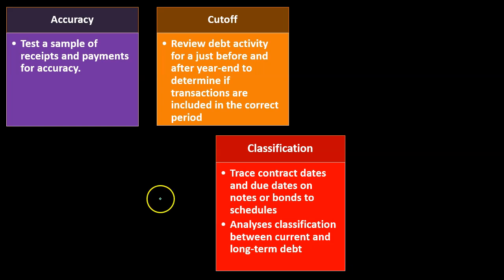We're going to trace contract dates and due dates on notes or bonds to these schedules, and analysis of classification between current and long-term debt. So typically we're going to get the subsidiary ledgers. We may need to get the notes, the contracts themselves, of course, look at the contracts, and then either generate or get the information generated for us with relation to the amortization schedules, which will show us the payments that will be made, when they will be made, and the breakout between interest and principal of them.